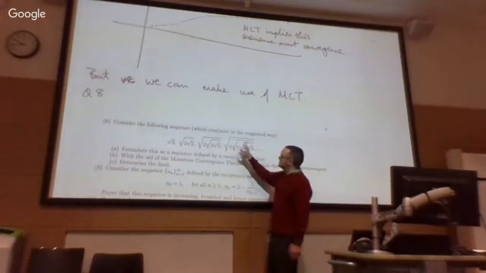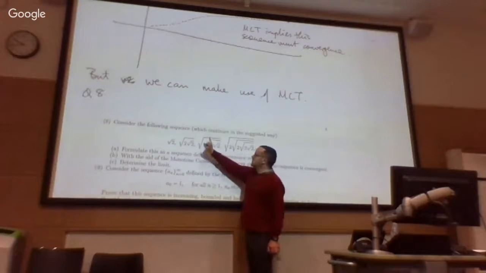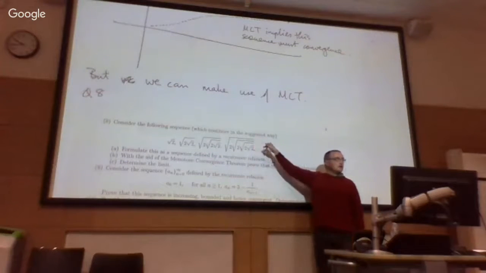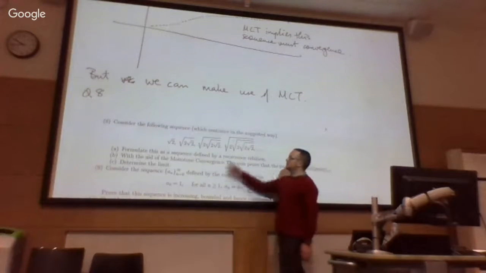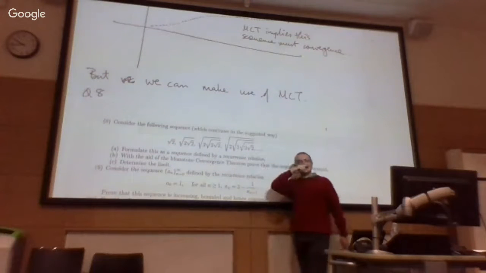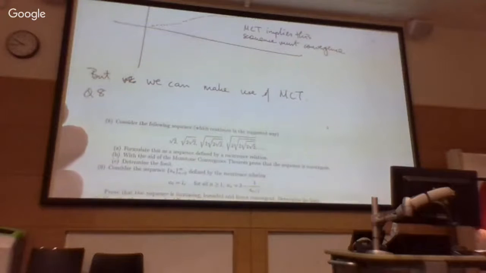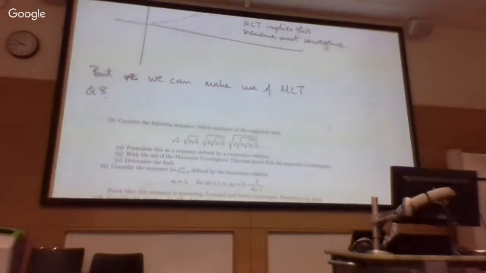So each time you take what you had before, you multiply it by 2, and then you take the square root of the whole thing. Okay? That's the rule for generating the next element of the sequence. Now, this looks like a rather funny, curious sequence, but we can analyze it with the help of the monotone convergence theorem. So how do we do that? Well, there's a few steps here.